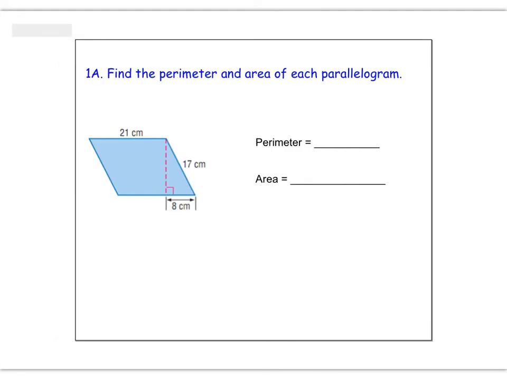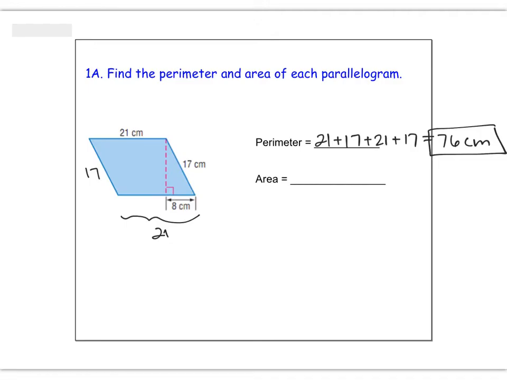So let's start with number 1A. Let's find the perimeter and the area of this parallelogram. Now, perimeter is the distance around the outside. One of the things we know is opposite sides are parallel in a parallelogram, but also opposite sides are congruent. So this side down here would also be 21. This side over here would also be 17. To find the perimeter, we add 21 plus 17 plus 21 plus 17, the four sides, and that ends up being 76 centimeters. That's the distance around the perimeter of the parallelogram.